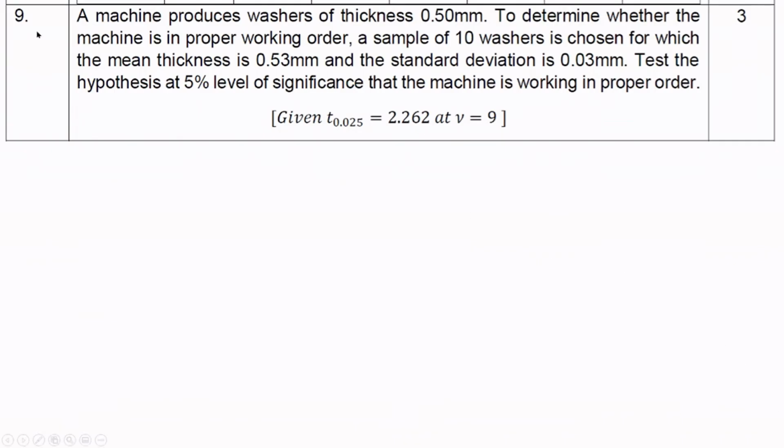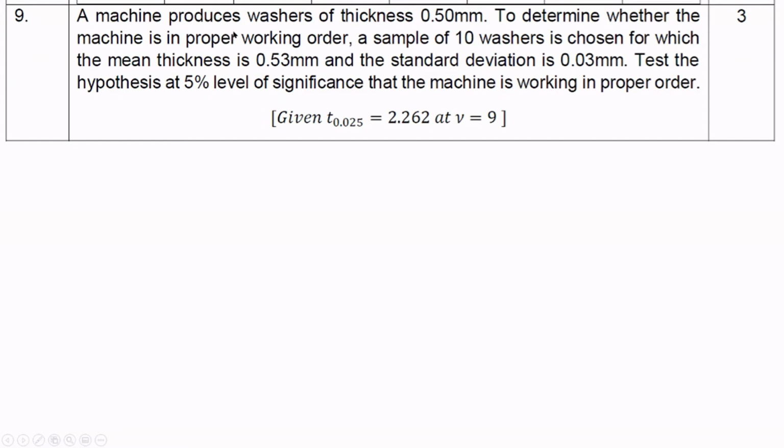Moving on to the next question. A machine produces washers of thickness 0.5 mm. To determine whether the machine is in proper working order, a sample of 10 washers is chosen, for which the mean thickness is 0.53 mm and standard deviation is 0.03 mm. Test the hypothesis at 5% level of significance that the machine is working in proper order.